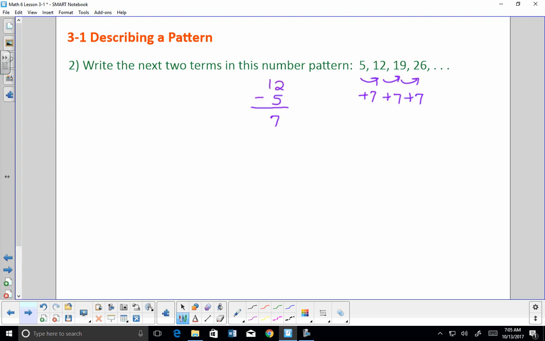So to find the next 2 numbers in this pattern, I would say 26 plus 7. That gives me 33. And then I would say 33 plus 7. And that gives me 40. So my next 2 numbers in this pattern are 33 and 40. You have to be careful here, because if I messed up the 26 plus 7 and said it was 32, and then I added 7 to 32, I would get 39 instead of 40. So if you mess up the first number, you will mess up the rest of the pattern. So be very careful with your addition and subtraction.